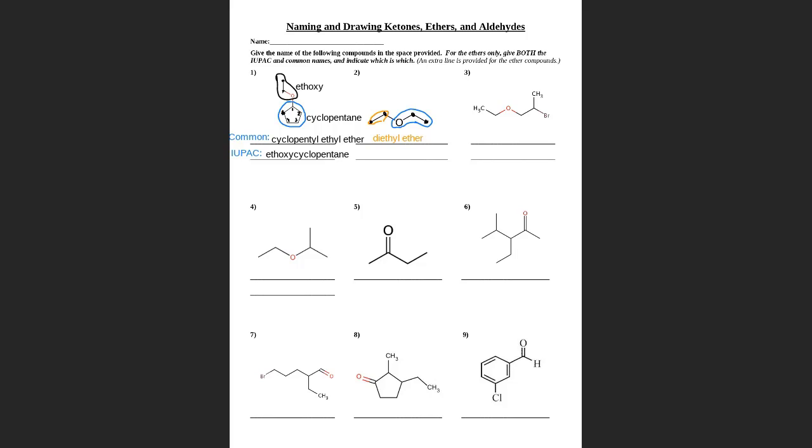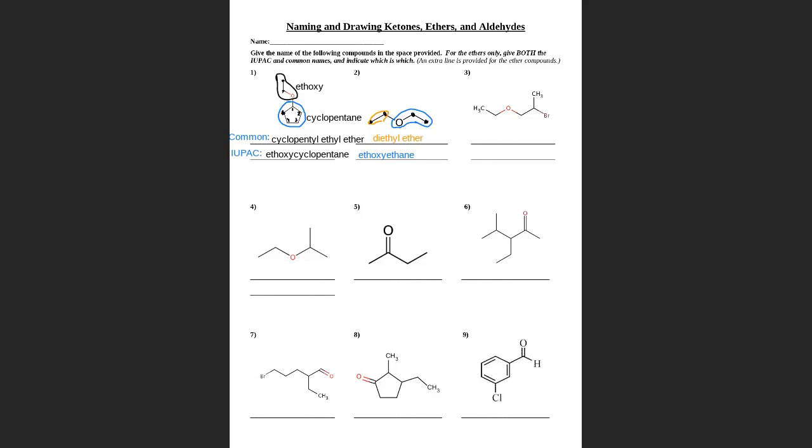Ethane? Well, the main chain would be ethane. You're correct. But what would the branch be called? So the main chain is 2 carbon. Ethoxy, exactly. So this would actually just be ethoxyethane. It feels weird, but that's what you would call it.